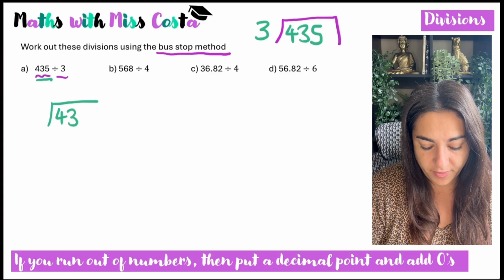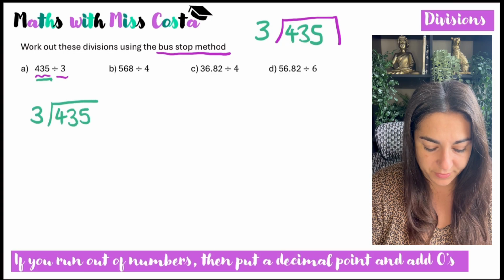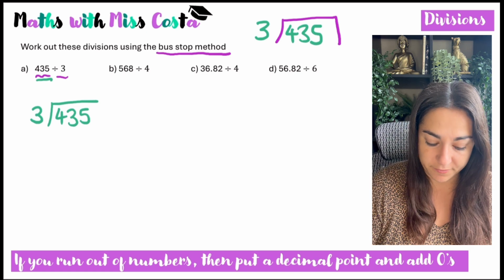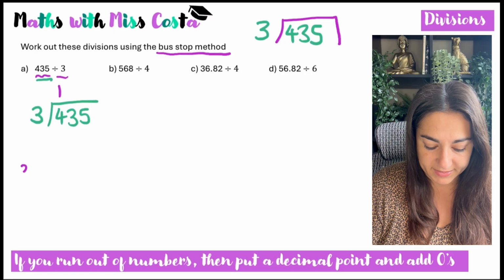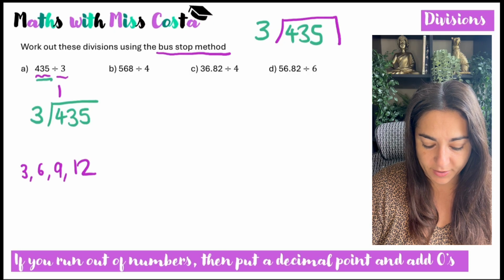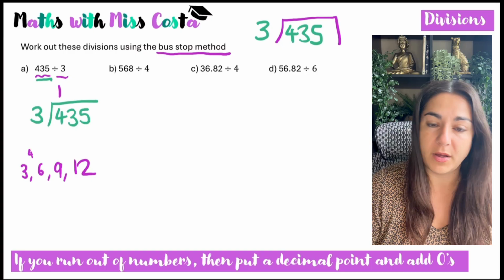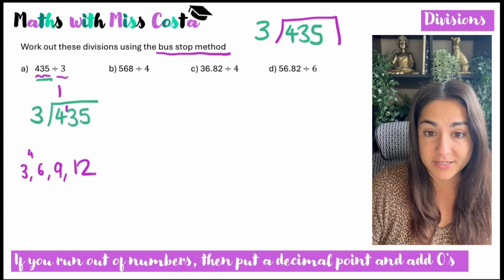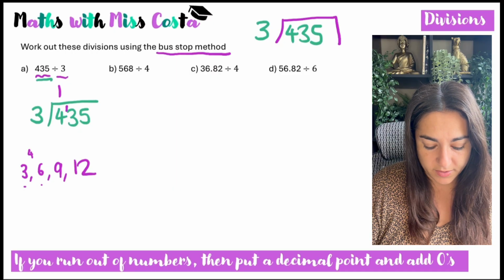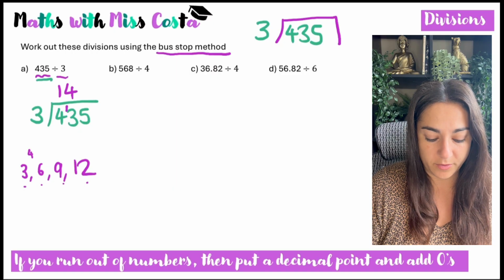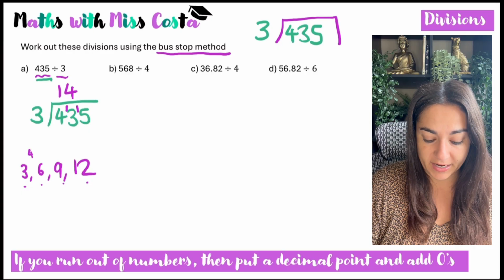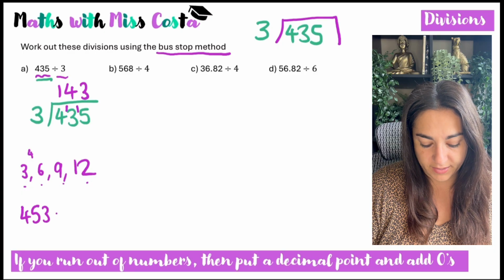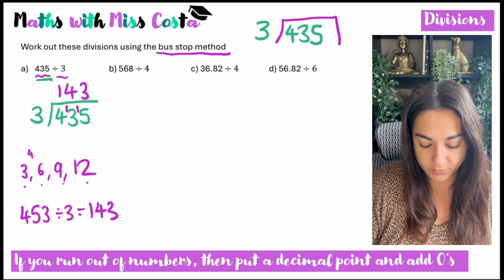Okay, so here we're going to have my bus stop. I'm going to have 435 on the inside and 3 on the outside. Then what I do is I say to myself, how many times does 3 go into 4? 3 goes into 4 once, because the 3 times table is 3, 6, 9, 12, and 4 would be here, so one lot of 3 fit into it. And there's a remainder of 1. Then I think, how many times does 3 go into 13? Well, that's 1, 2, 3, 4 times, with a remainder of 1. And how many times does 3 go into 15? 3 times. So therefore 435 divided by 3 is 143.